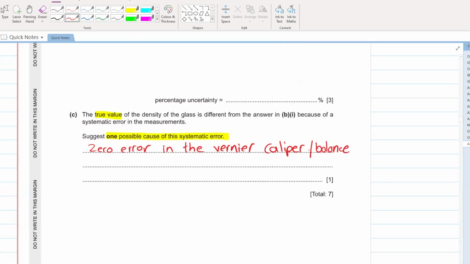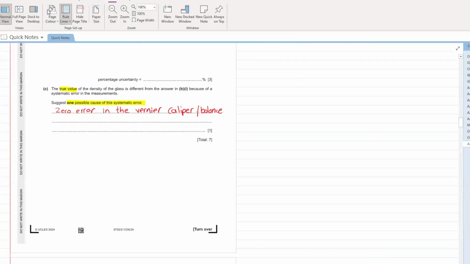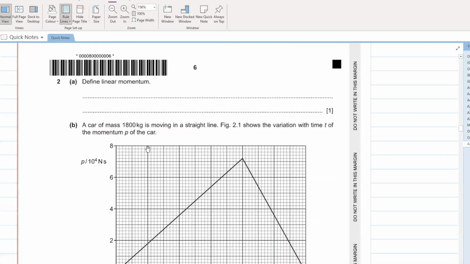Any questions, any ambiguities in this first question? Any confusions? Let's see this.